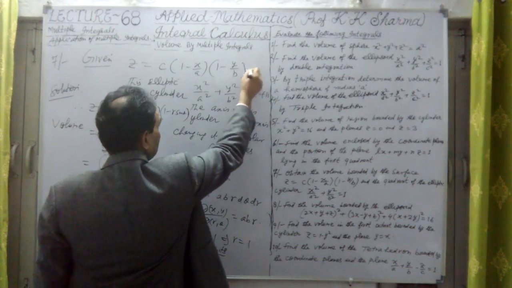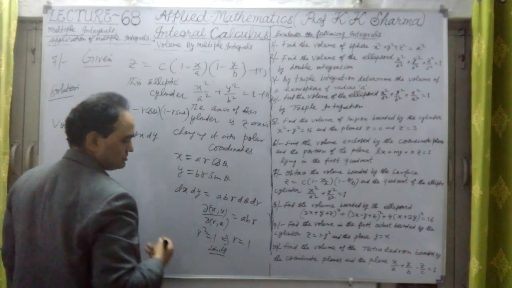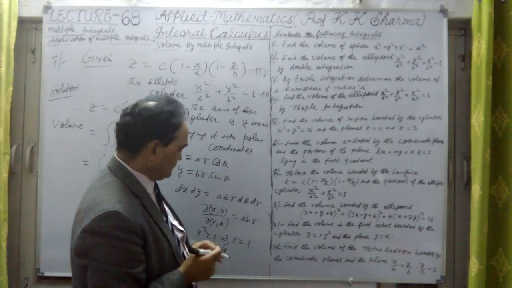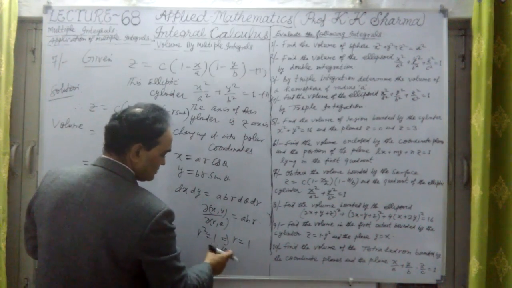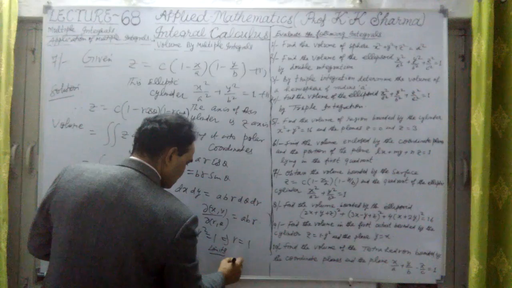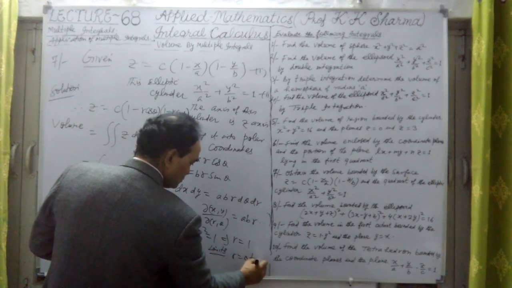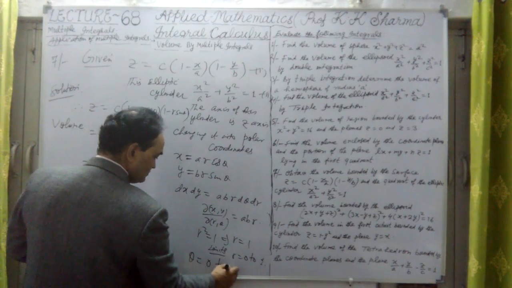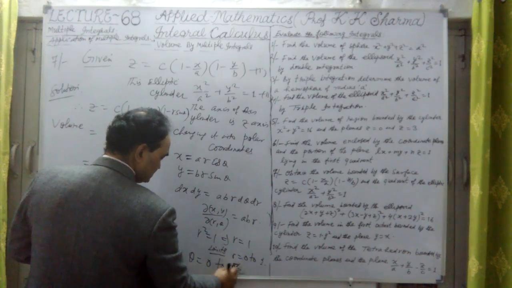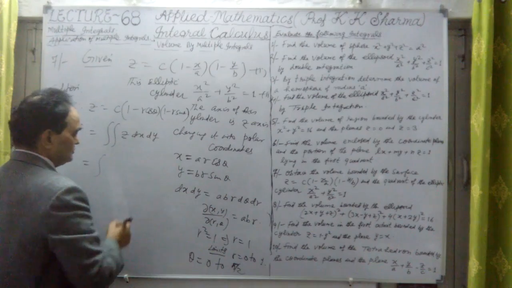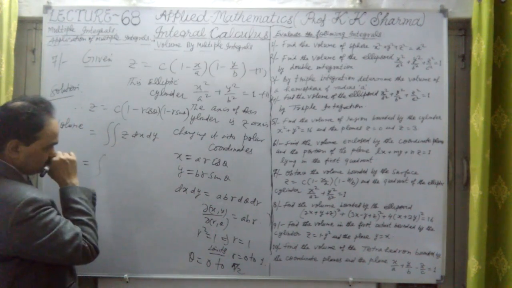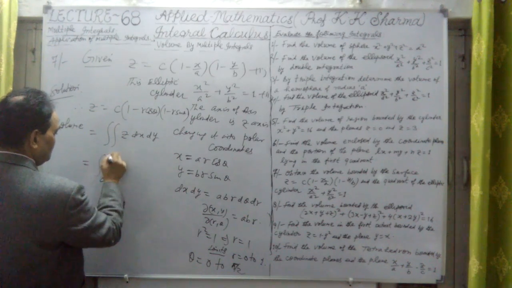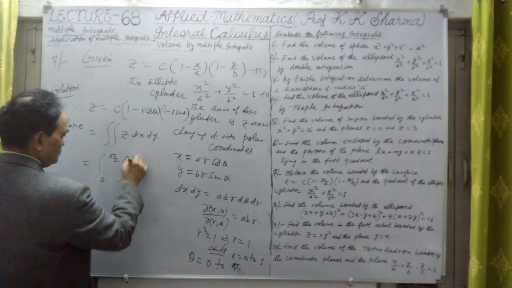From the second equation we have got this. Now this is the first quadrant only. Therefore, the limits for theta are 0 to pi by 2, and for r the limits are 0 to 1. Because it is in the first quadrant, 0 to pi by 2 are the limits for theta, and r is 0 to 1.